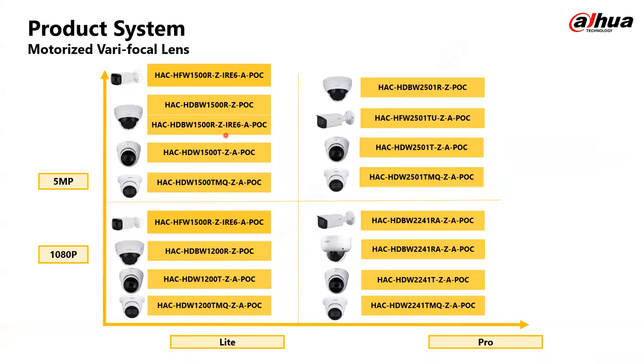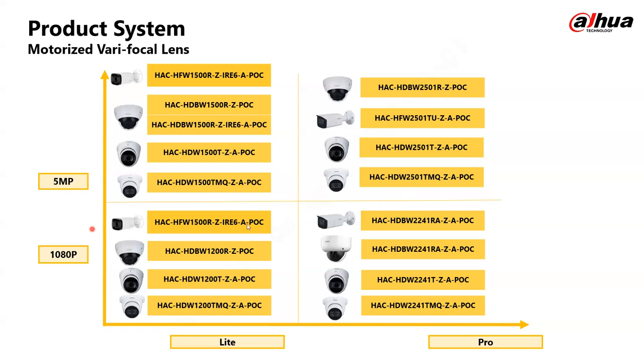Still on POC, we have different platforms, the Lite platform and the Pro series platform, with different resolution types. This is practically not difficult to understand. We have the 5 megapixels for the Lite entries, all starting with a 1. For the Pro series, all starting with a 2. These are motorized, do not support audio, motorized POC enabled. This again does not support audio, but it's basically a motorized POC-enabled product.